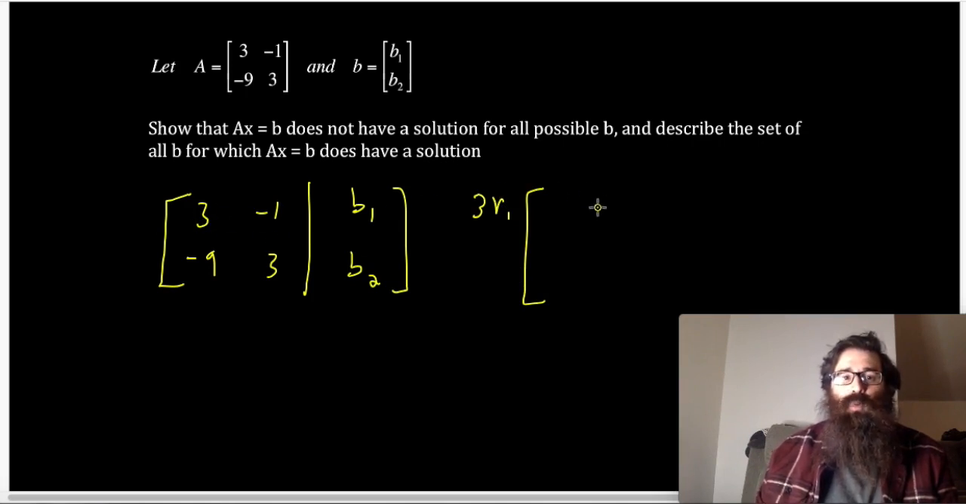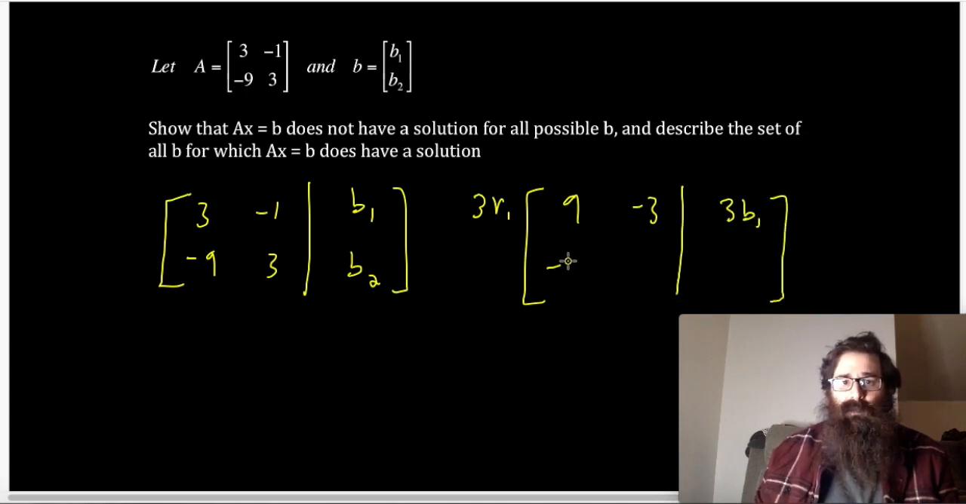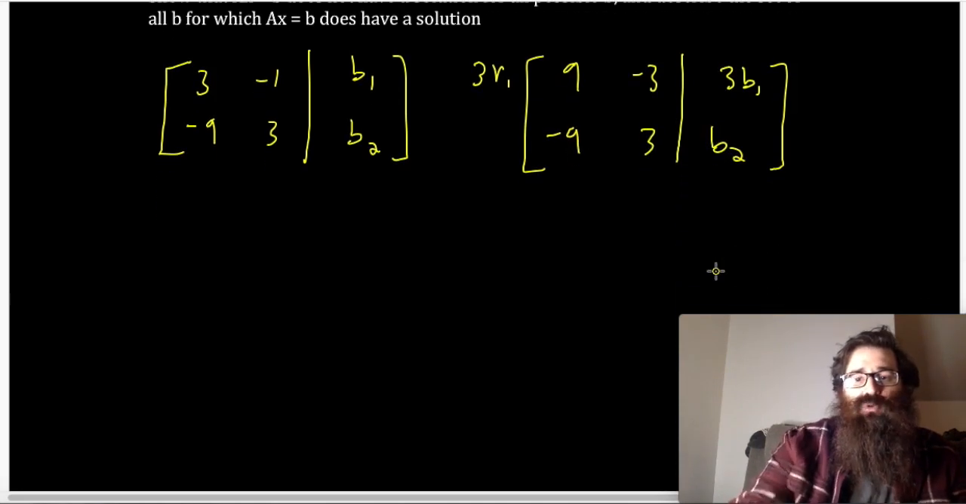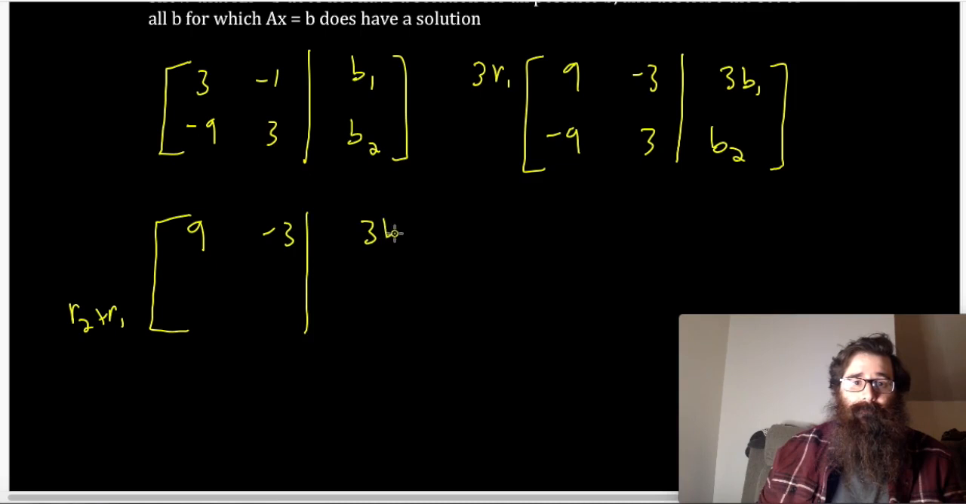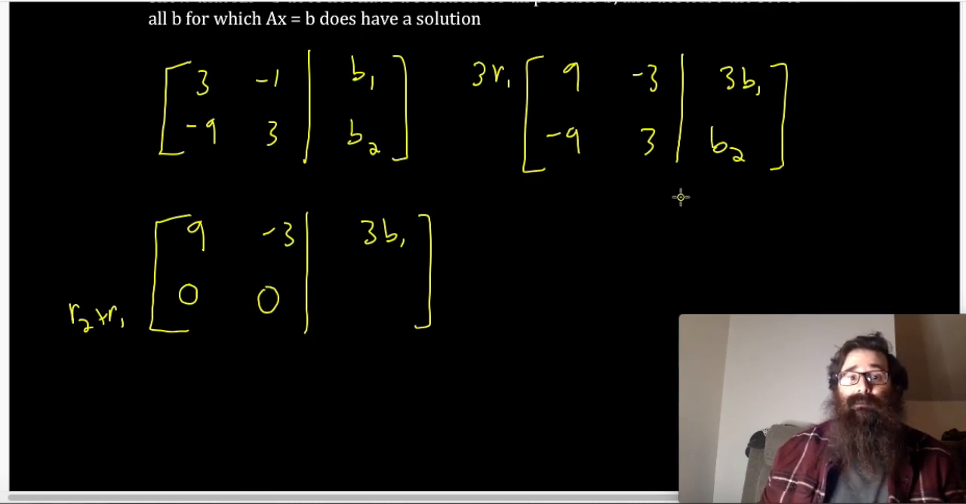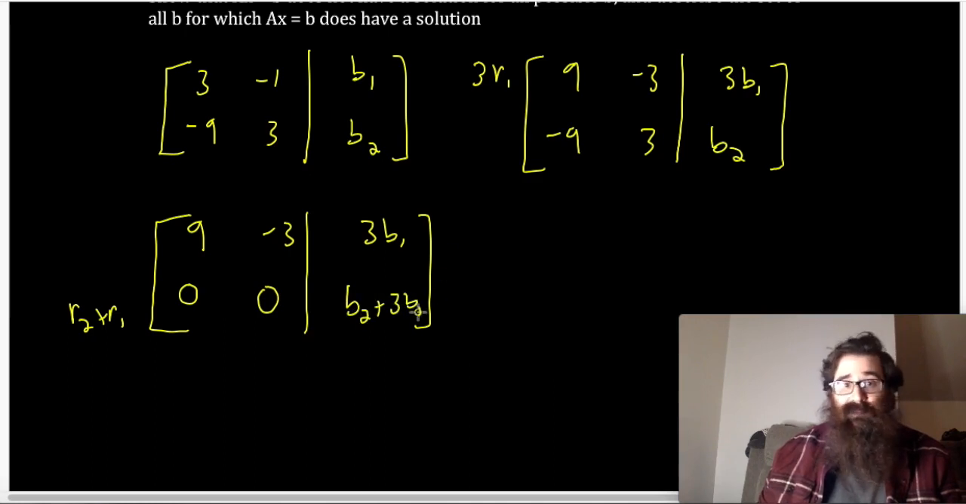So then here, what's row 1 going to look like? Well, it's going to look like 9, -3, augmented with 3 times b sub 1. Just multiplying everything by 3. And I can rewrite row 2 the way it is. And now I'm going to do some row replacement. So I'm going to work in row 2 and replace row 2 with row 2 plus row 1. So let me rewrite row 1. Row 2, I'm going to get -9 plus 9 gives me 0, 3 plus -3 gives me 0, and here I'm going to get b sub 2 plus 3b sub 1 in the augmented entry. Right? I got to add them, so that's what it looks like when I add them.